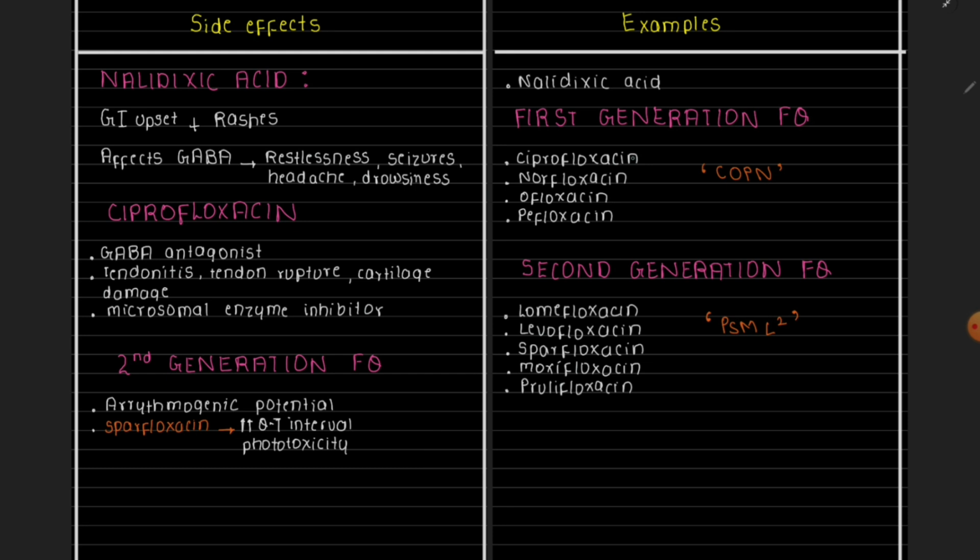They include ciprofloxacin, norfloxacin, ofloxacin and pefloxacin. You can remember this with the help of a mnemonic COP-N. Coming on to the second generation fluoroquinolones, they include lomefloxacin, levofloxacin, sparfloxacin, moxifloxacin and prulifloxacin. You can remember this easily with the help of the mnemonic PSM-L square.